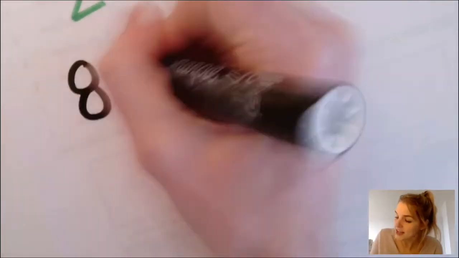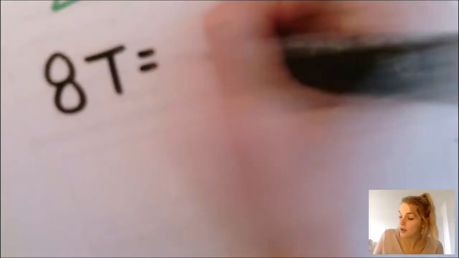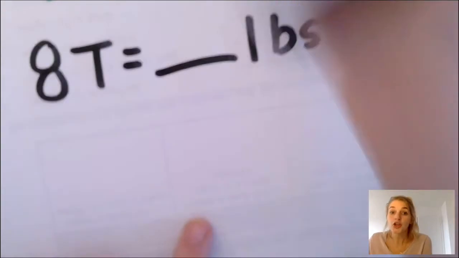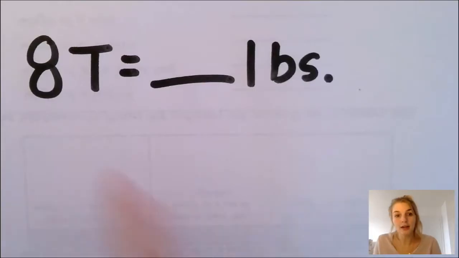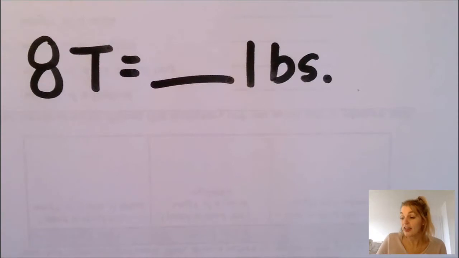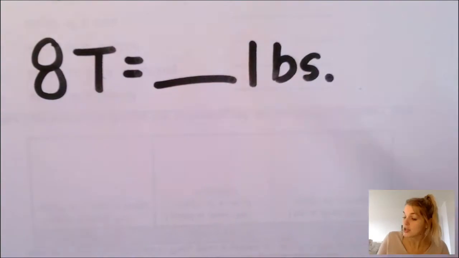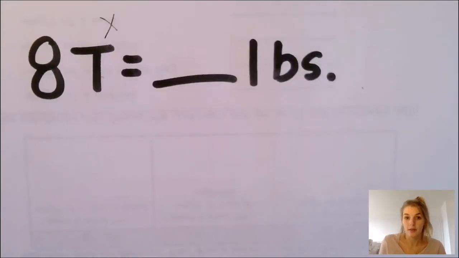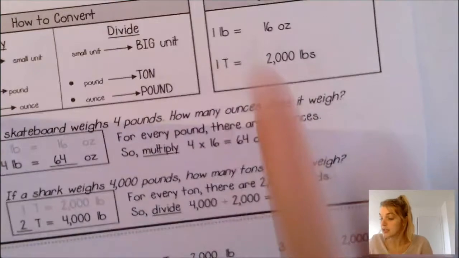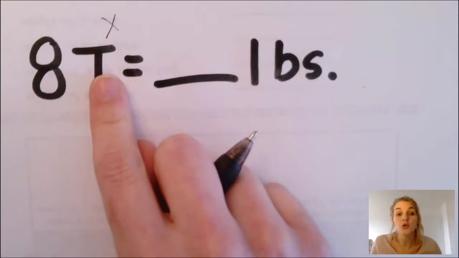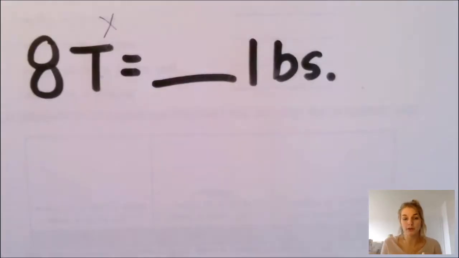So let's say that we are working with the problem 8 tons is equal to how many pounds? Okay, well, you could do it the way we talked about yesterday and go from tons to pounds, and you can say, okay, this is a very big unit, and you're going to a small unit, so you need to multiply. Then you look at your conversions, and you say, okay, 1 ton is 2,000 pounds. That means that you are going to be multiplying 8 by 2,000 pounds.